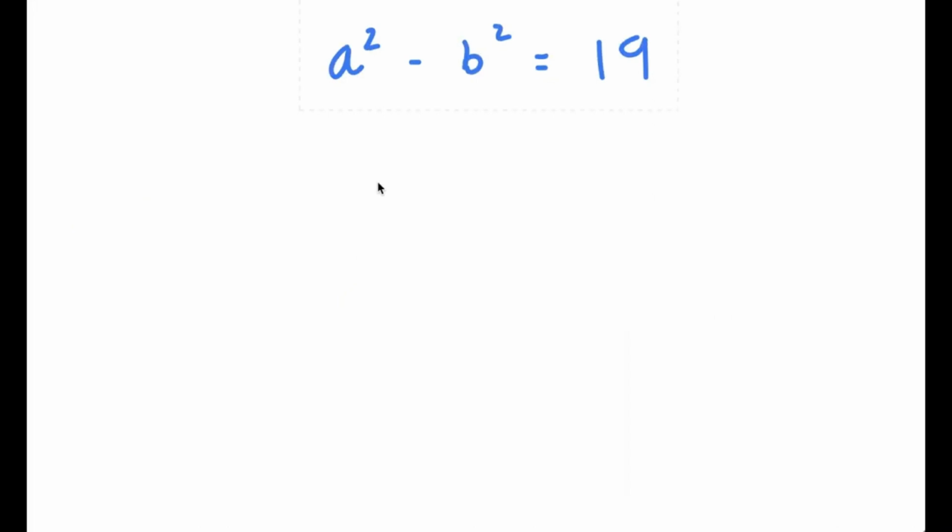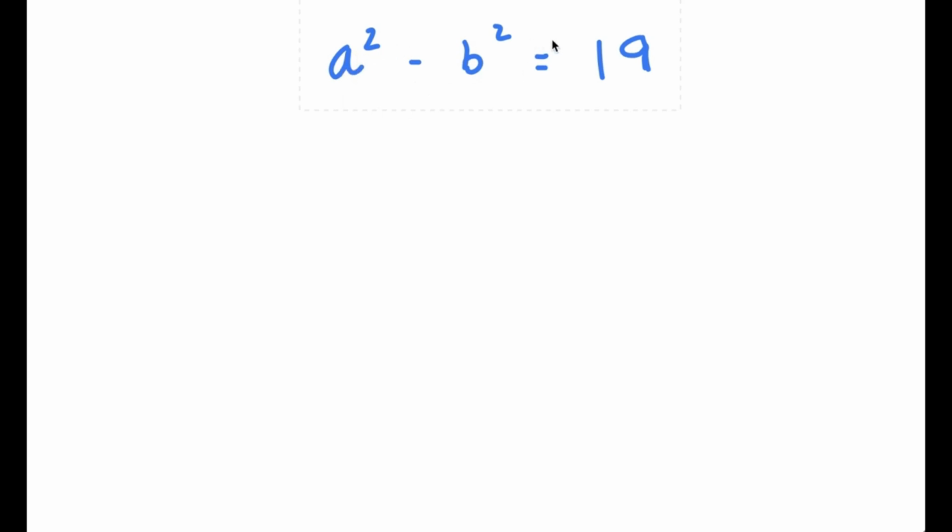Alright, so in this problem, I have a squared minus b squared is equal to 19. So I want to note that a and b, these are both positive integers. And we want to find the value of a and b. So, to start, we first start with a squared minus b squared is equal to 19. Now, we can use logic to deduce some information.